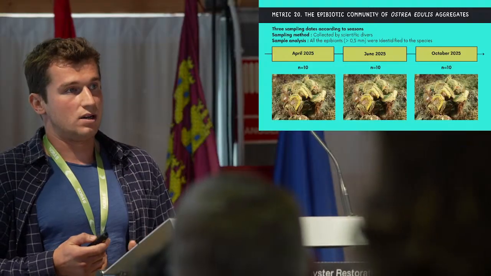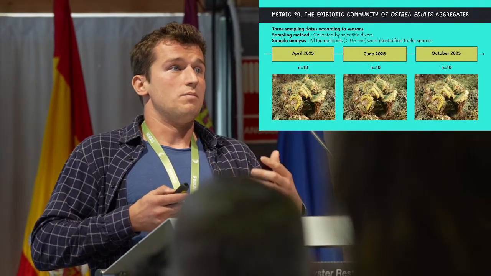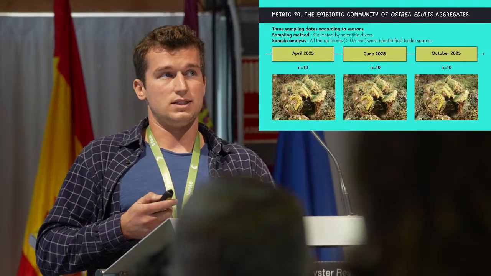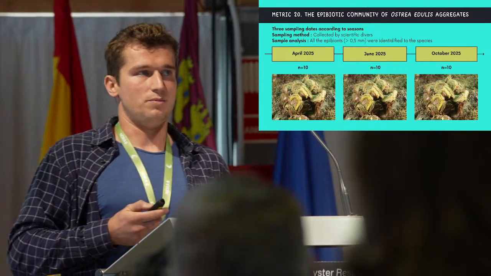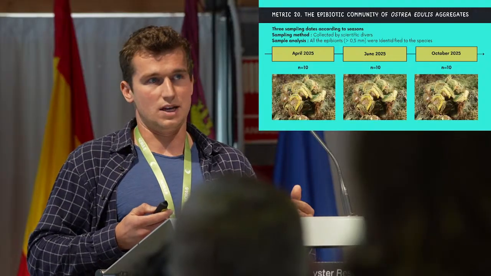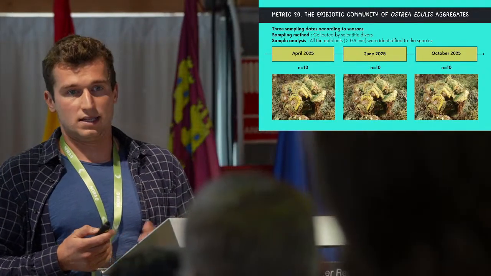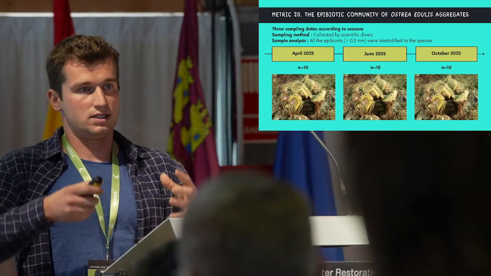So, the epibiotic community. As I said, we had only 3 samplings because we consider that this community is maybe more stable than the other one, so a seasonal sampling might be enough, and also because the taxonomic analysis of all this is the most time-consuming one.